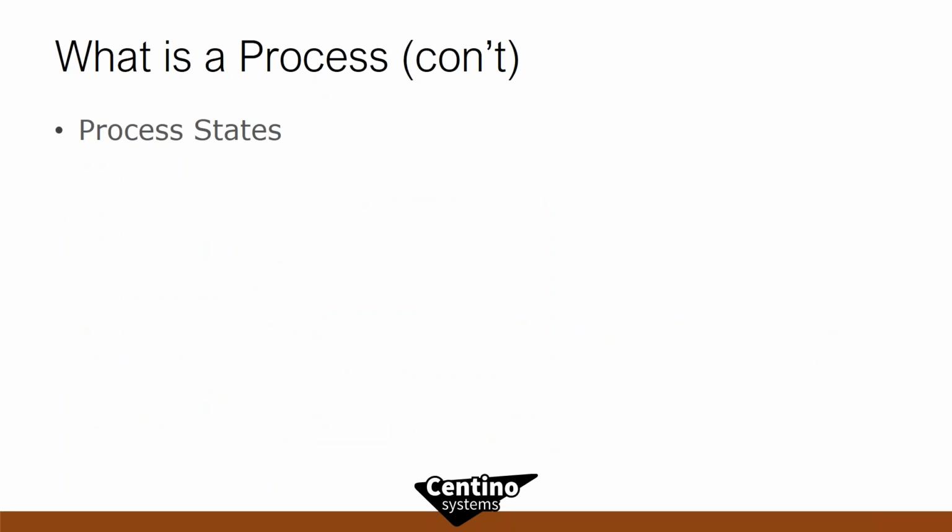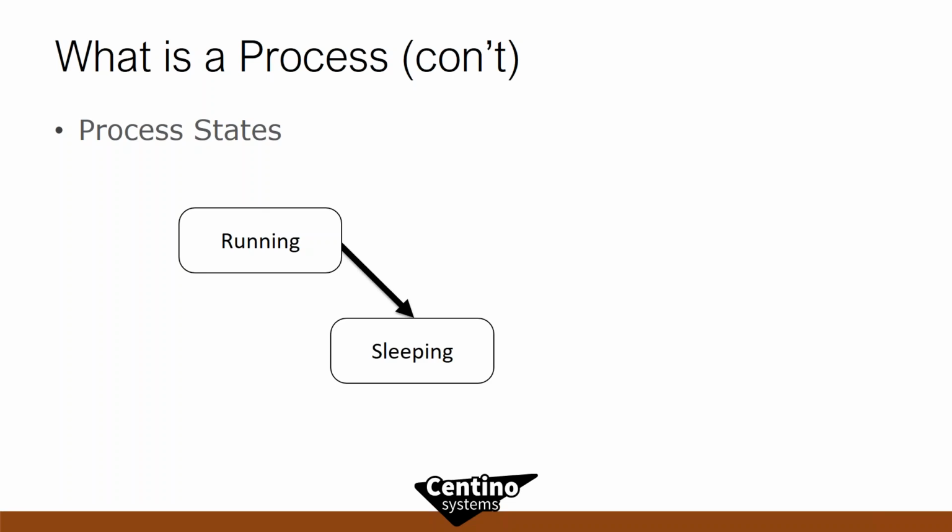So let's take a second to look at process states. When a process is up and running and doing work and it's on the CPU and it's getting things done, that process is running. When it's running, it can transition into another state called sleeping. And there's a couple of reasons why a process would go from running on the CPU to sleeping.